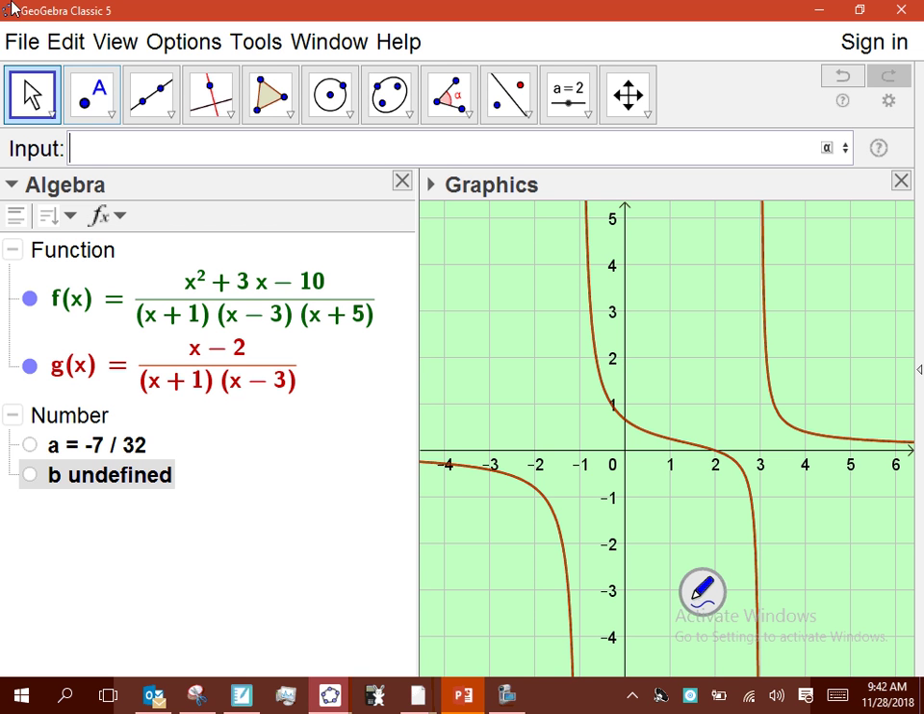So, even though these two graphs are very, very similar, with an infinite number of points in common, they have one point that they do not share. That one point that they do not share would be located at -5, comma, -7/30.